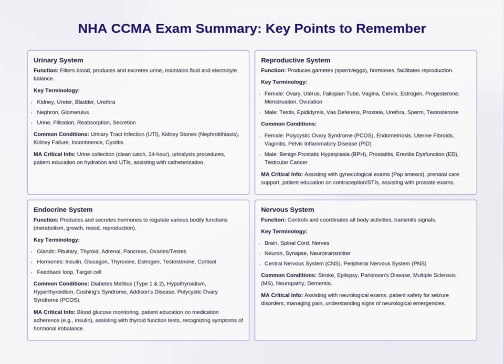The reproductive system produces hormones and sperm and eggs for reproduction. Key terms: ovaries and fallopian tubes for females, testes and prostate for males. Understanding conditions like PCOS and BPH. Assisting in exams and patient education on contraception and STIs are important for medical assistants. For the endocrine system, it regulates function through hormones like insulin. Common conditions include diabetes and thyroid disorders. Monitoring blood glucose, assisting with tests, and educating patients on medication adherence are critical roles of the medical assistant.